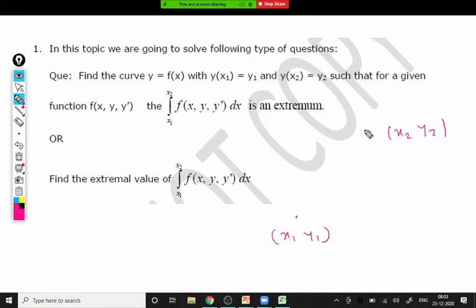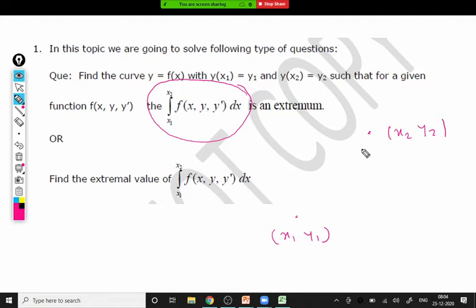Our aim is to find one of the curves for which this integral value is extremum. This integral of a function of x, y, y dash dx should be extremum. So that is our aim. Right now I know it is not clear to you what exactly the nature of the problem is. If I give a simple example, suppose we are interested to find the curve which passes through (x1, y1) and (x2, y2) so that the length of that curve is a minimum.